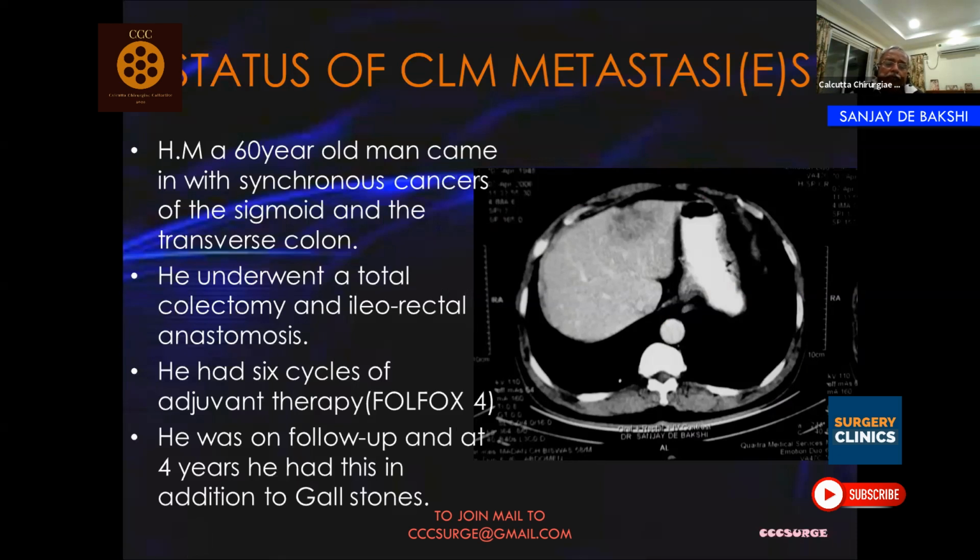He was on follow-up, and at the end of 4 years, guess what? He presented with gallstones. And in addition to this, he presented with this CT scan. So what do you think is present on that CT scan?